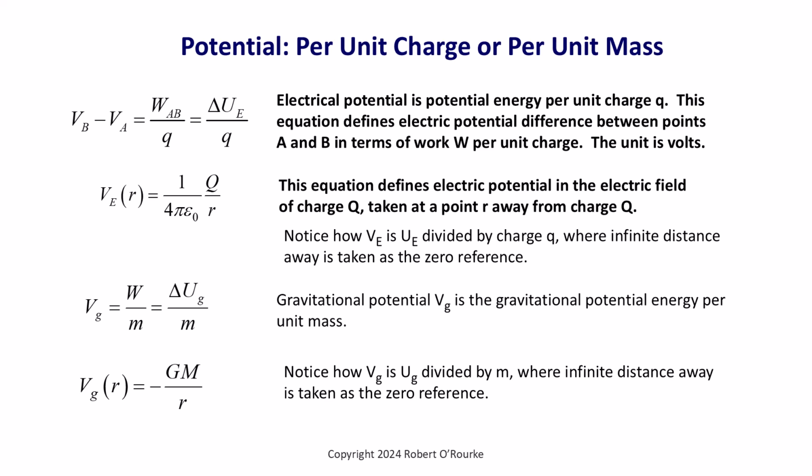The electric potential is the electrical potential energy per unit charge. The electric potential is a commonly used quantity. Gravitational potential is the gravitational potential energy per unit mass. Gravitational potential is not a commonly used quantity. The electrical potential leads us directly to voltage.